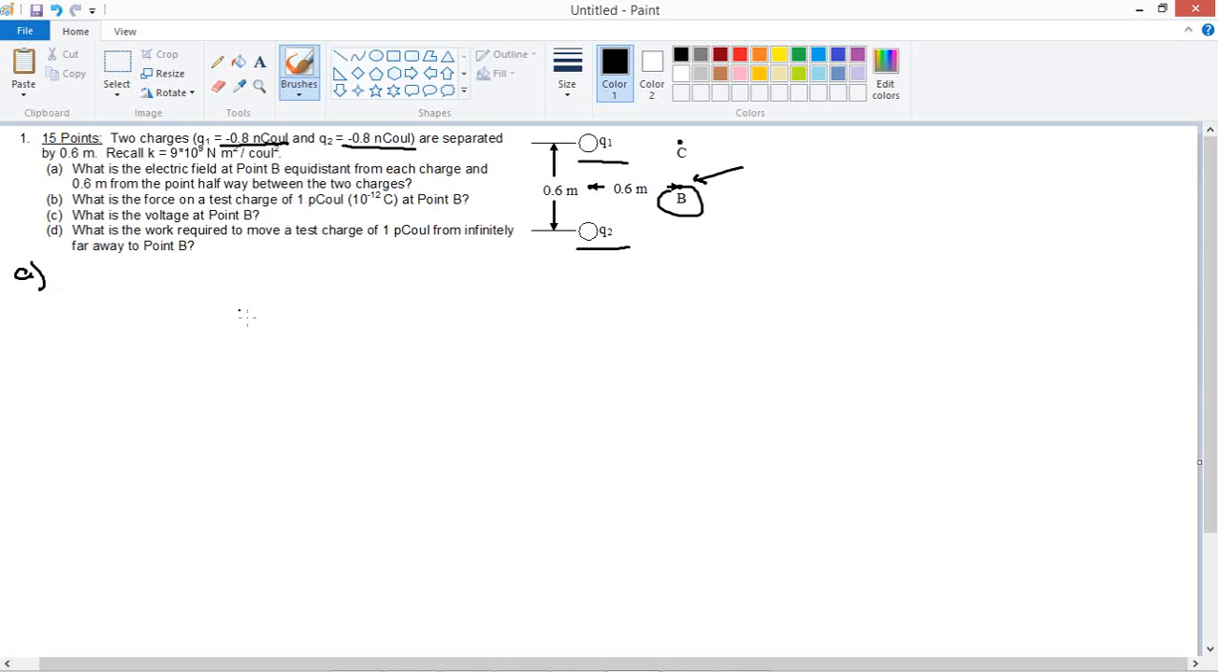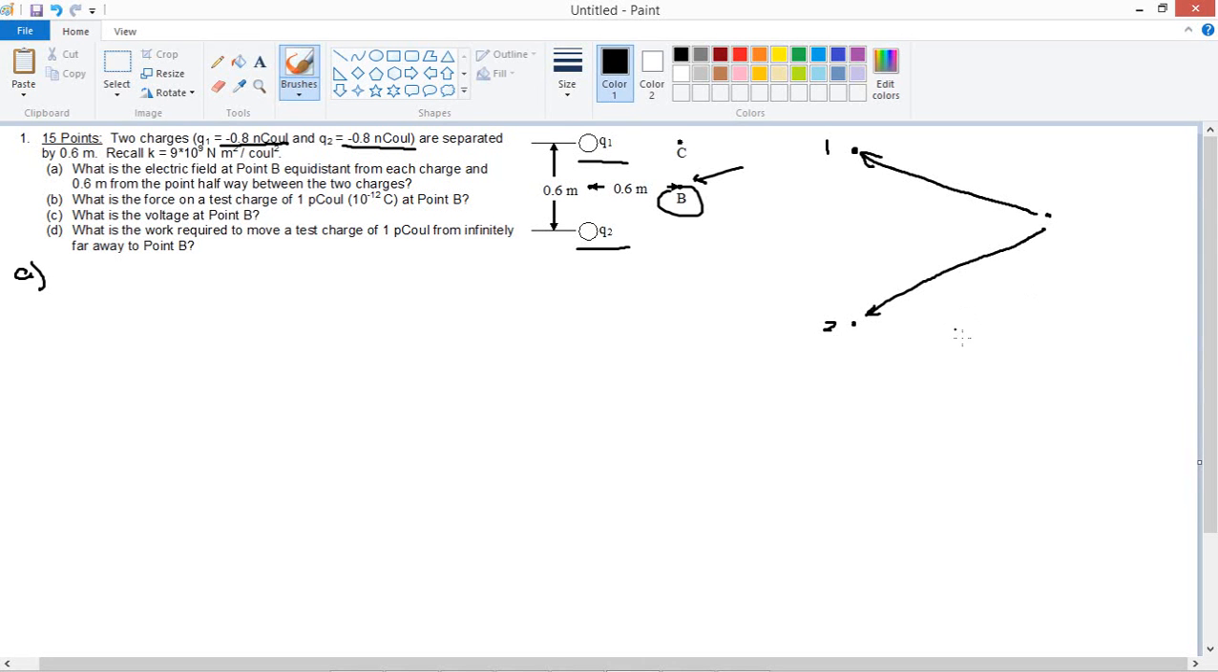Now, electric field at point B. We've got to think about, well, here's Q1. I'm going to make a big diagram. Q2. The electric field at point B. Remember, for a negative charge, the electric field points toward the charge. So we're going to be summing these two vectors.